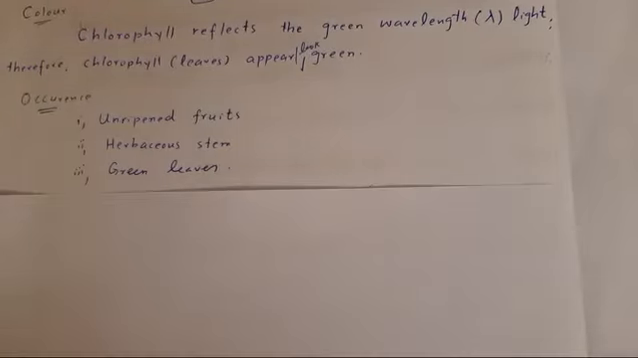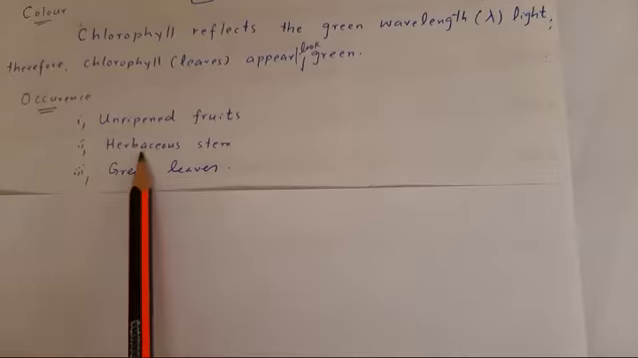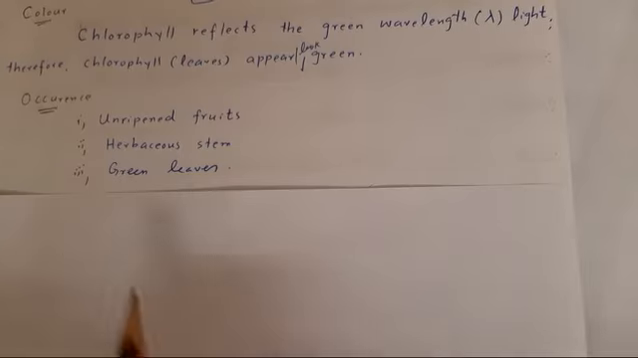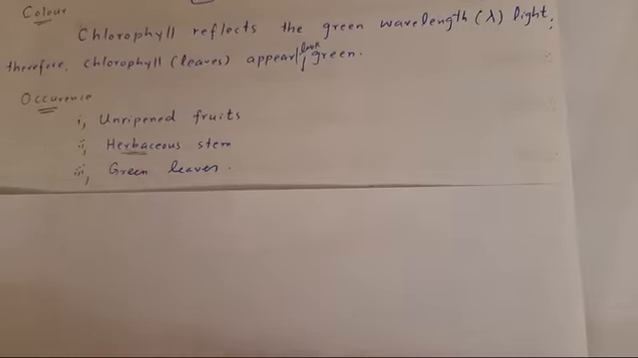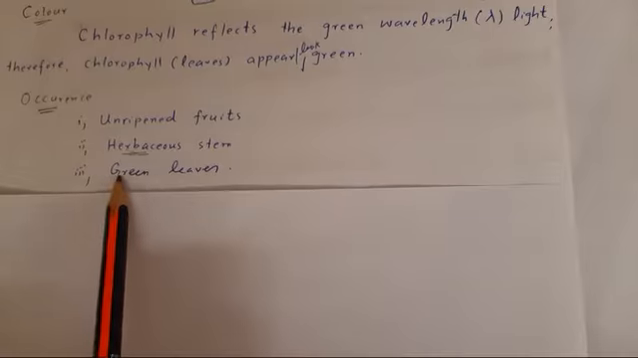Occurrence. Where does chlorophyll occur in plants? Chlorophyll occurs in unripened fruits, herbaceous stems, which means non-woody stems, and of course in the green leaves.